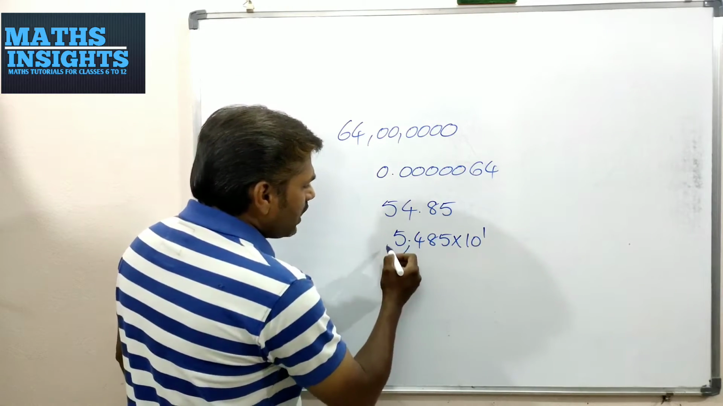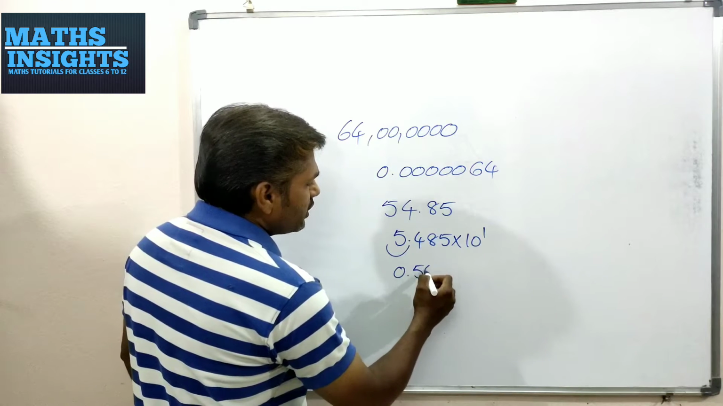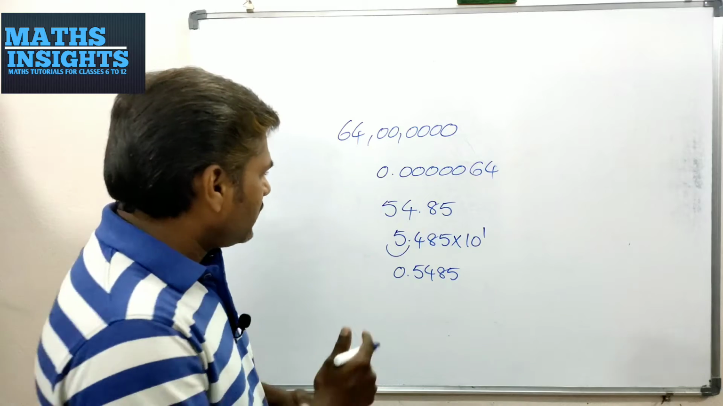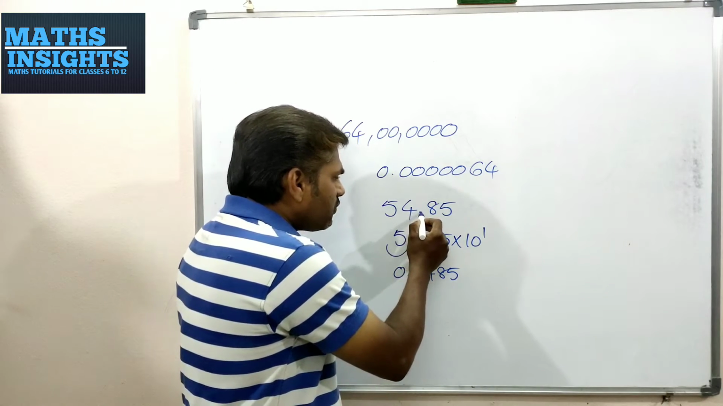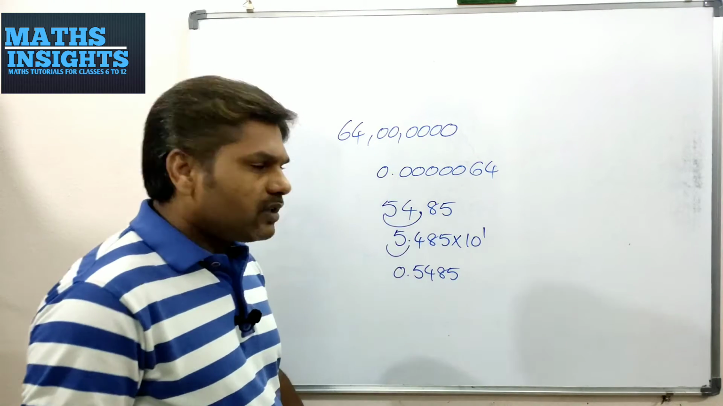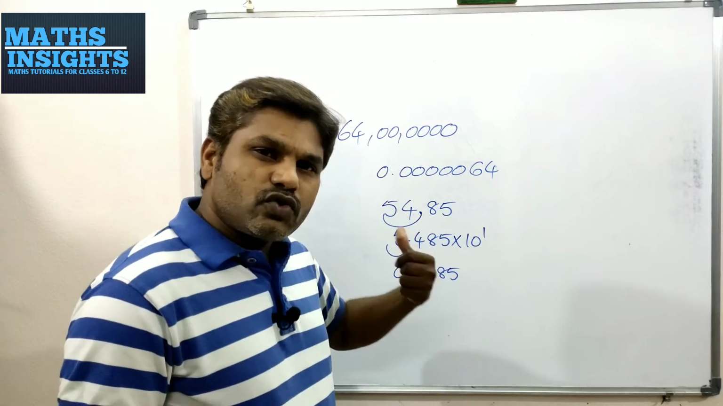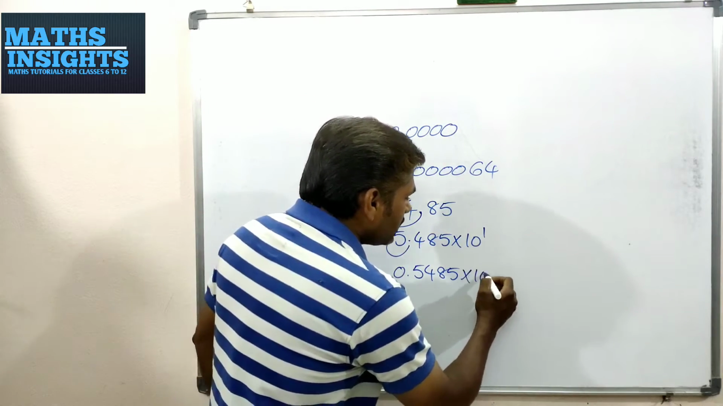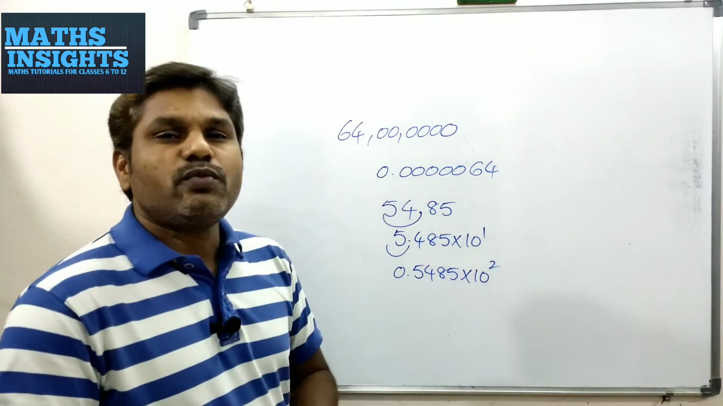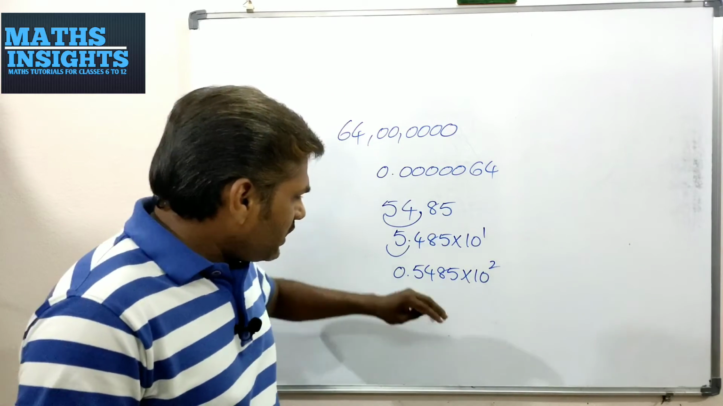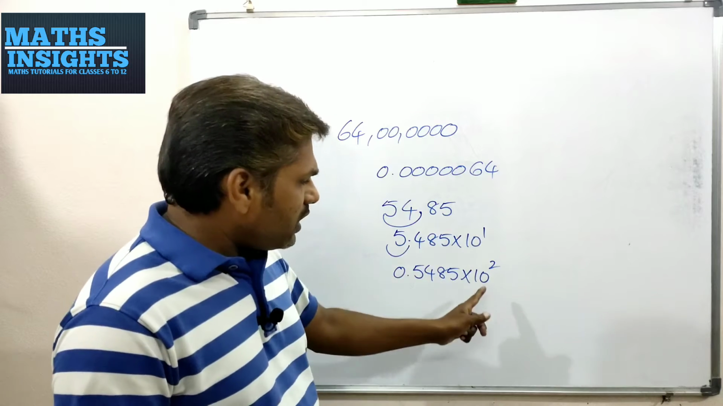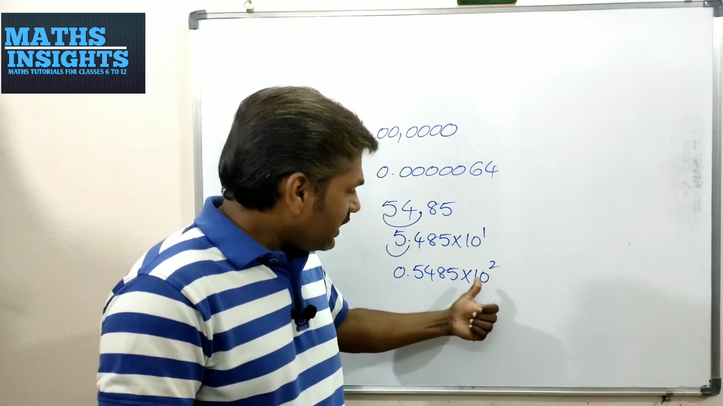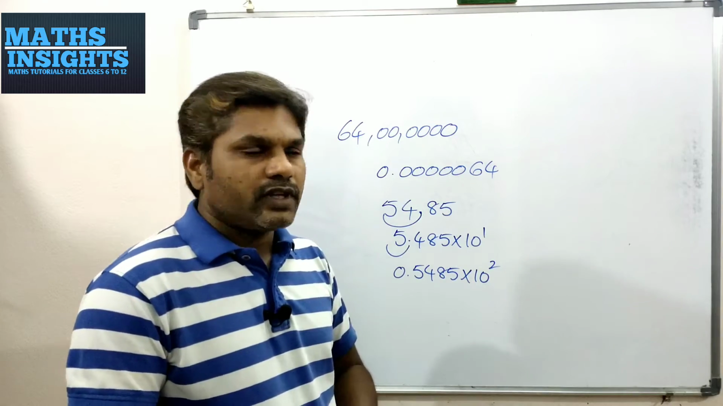Similarly, if you move again, this will become 0.5485. Again you are decreasing. The decimal point moved from here to here, 2 places towards the left. So you have to multiply this number by 10 raised to positive 2. Here you are decreasing, so to counterbalance, you have to multiply with 10 power of a positive number.